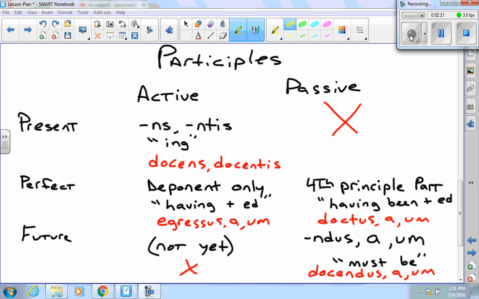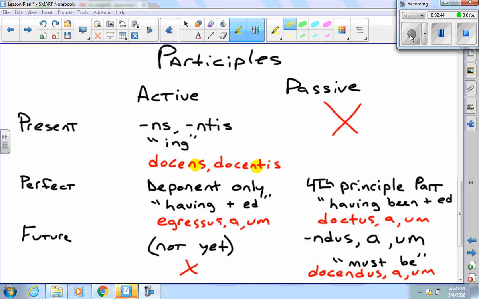It would look like this. Docens, there's that ns. And that nt. So we have teaching. We don't have a passive for present. For perfect active, we have words like egressus. There's nothing there that signifies that it's a participle. We just have to remember fourth principal part. Doctus, same thing. Nothing signifies that it's a participle. We just have to remember the fourth principal part of doceo is doctus.